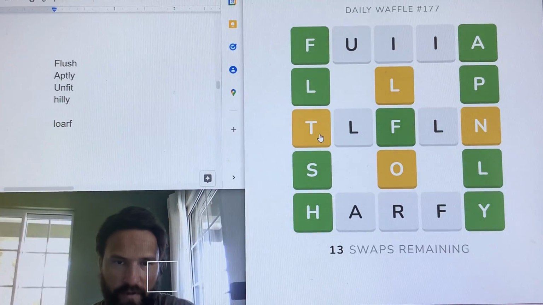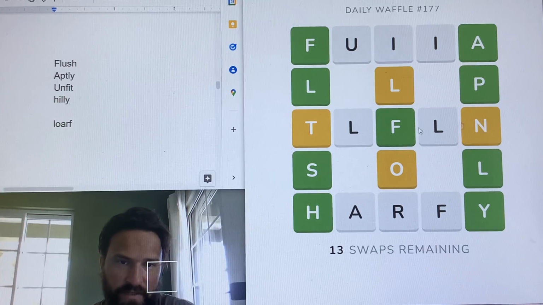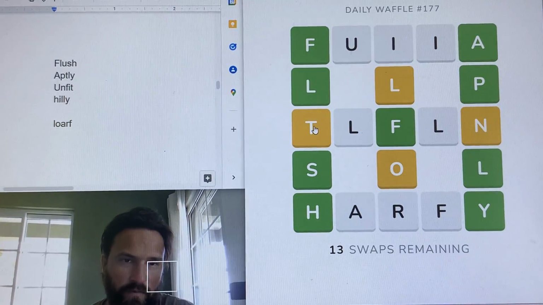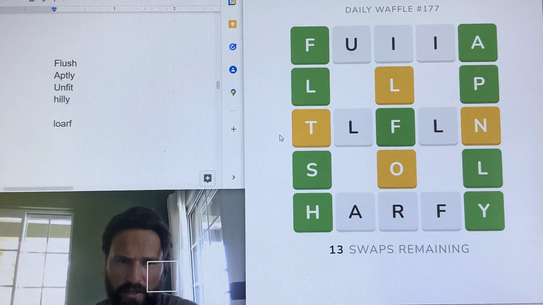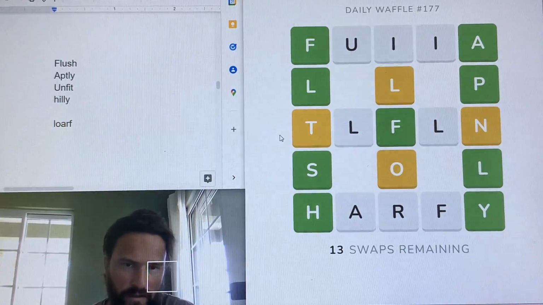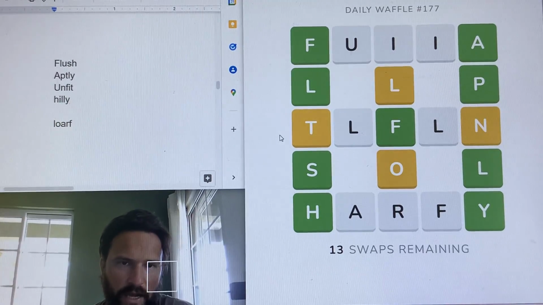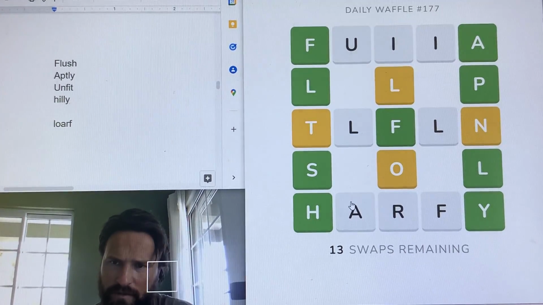But if I move this T here and then this N moved over here, the N's in the wrong place, and there might be a better way to do it. You might be able to turn 2 greens at the same time, and you might end up wasting a turn if you do too many of those. So I don't really want to do that. But aptly and flush are looking really good. Why was I thinking that flash wouldn't work? Oh, because we needed unfit here.